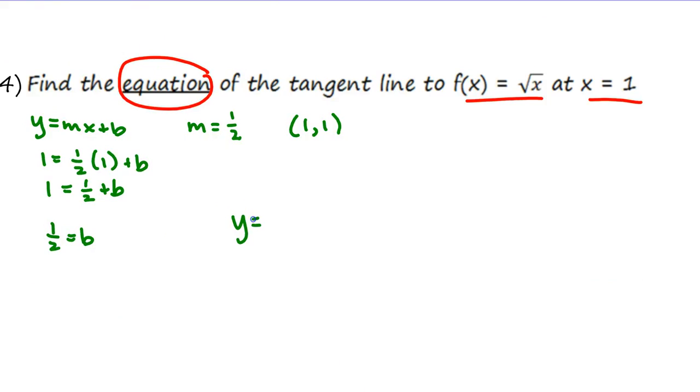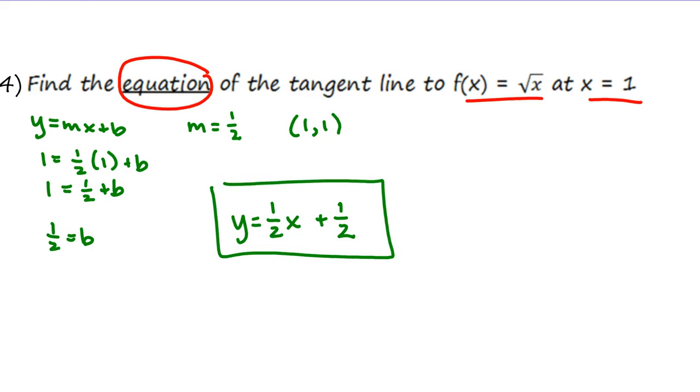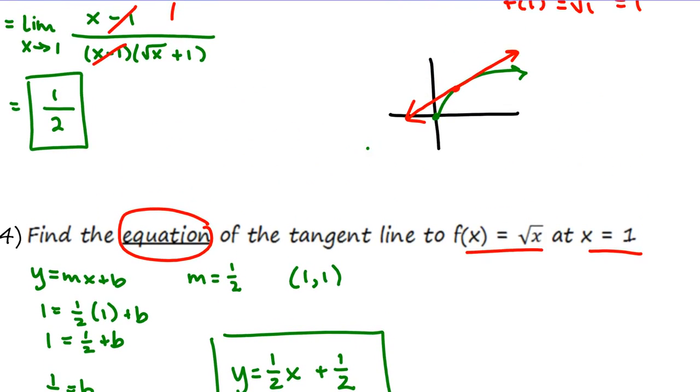And then we have y equals 1/2 x plus 1/2. So what we're saying there is that the equation of that tangent line that I drew is y equals 1/2 x plus 1/2. That seems reasonable, that this could be a y-intercept of 1/2 and the slope could be 1/2.